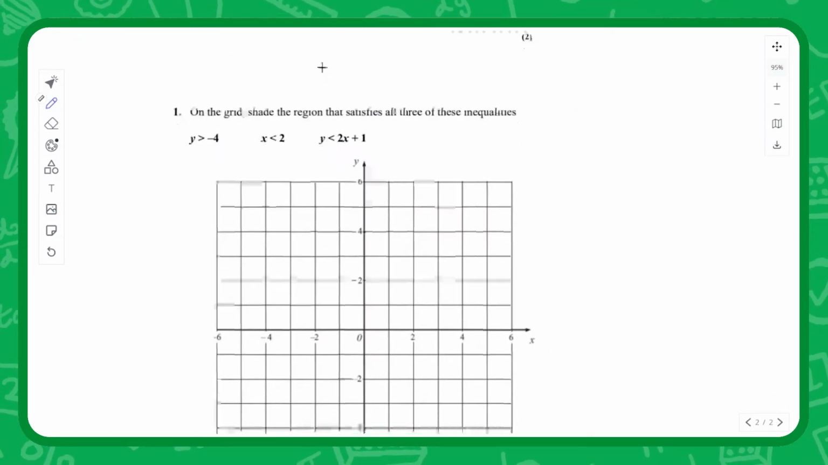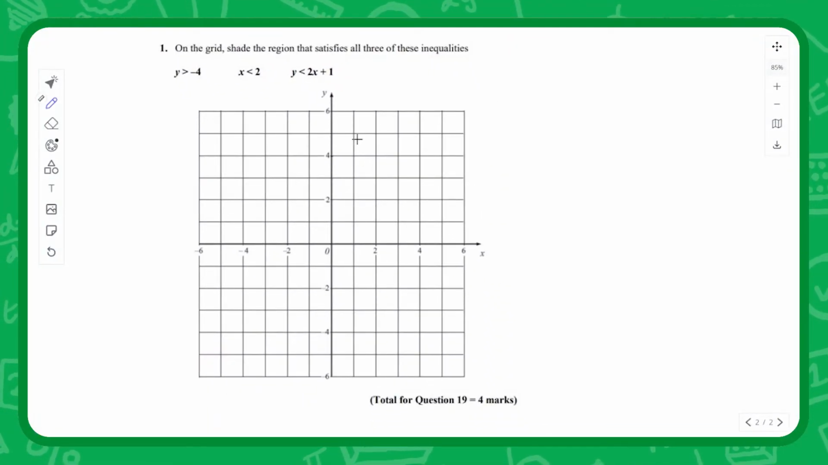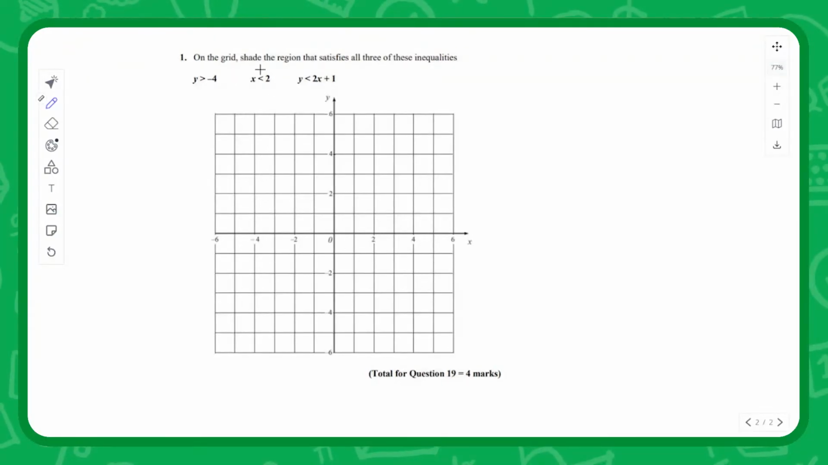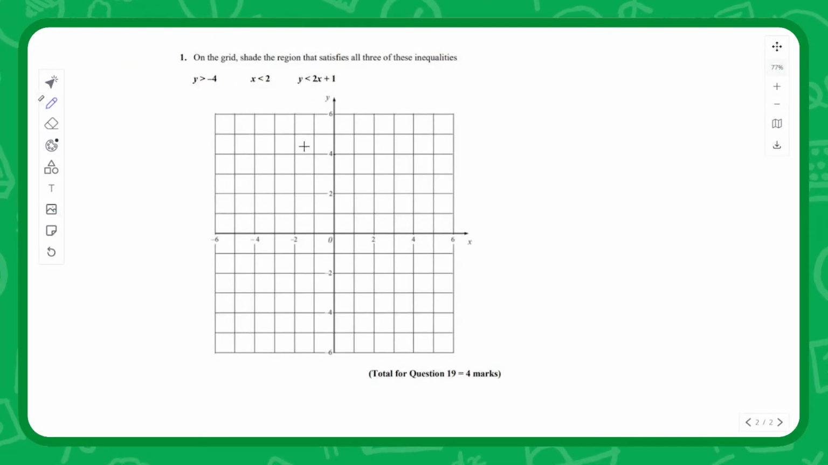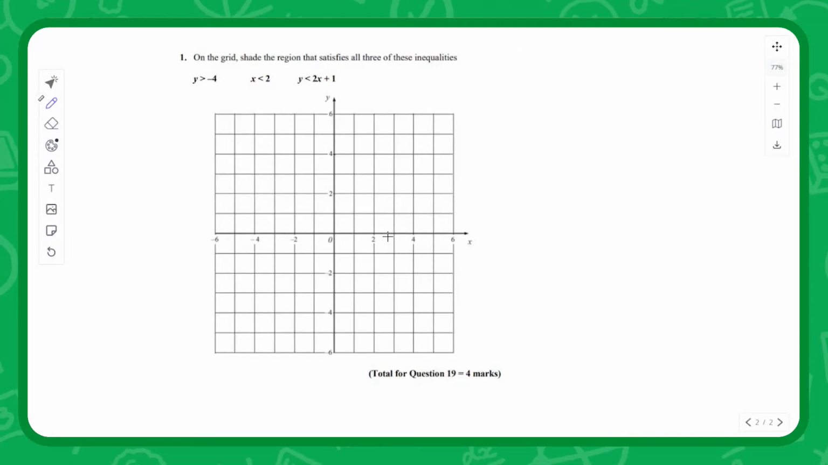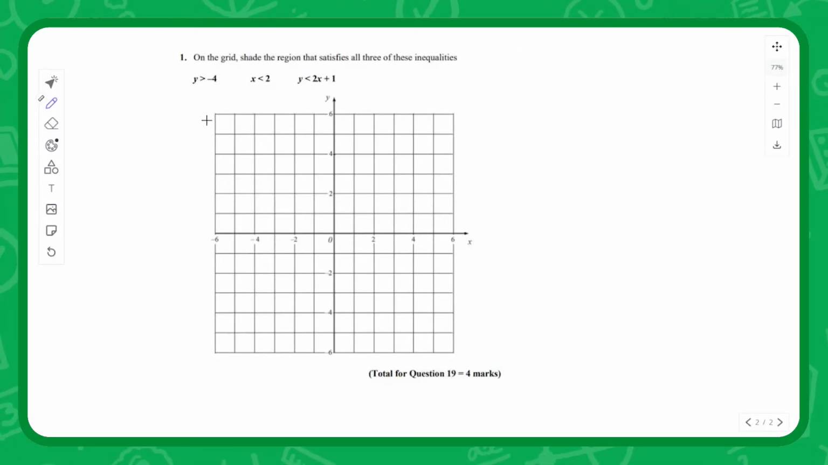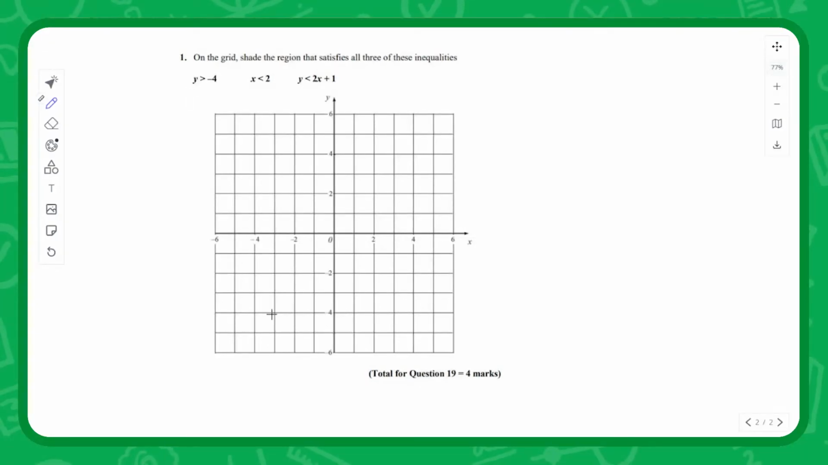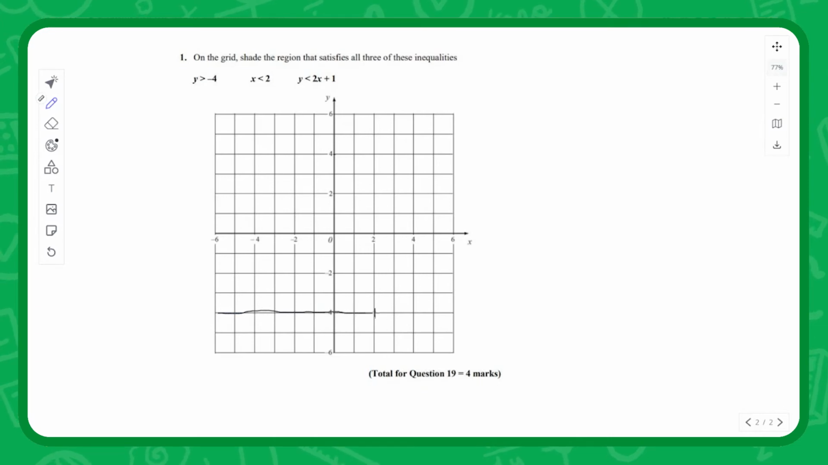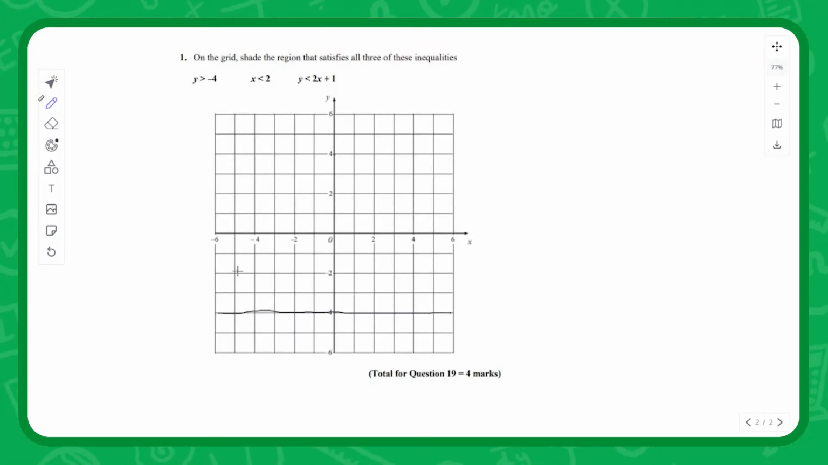Finally, we want to look at shading regions to represent inequalities. In this instance, we've got 3 different inequalities. First of all, we've got y is greater than -4. Well, -4 is down here. I'm looking at the y variable, so I know I'm going to be concerned with blocking off a full region either above or below -4. And so anything above -4 is going to satisfy that inequality.